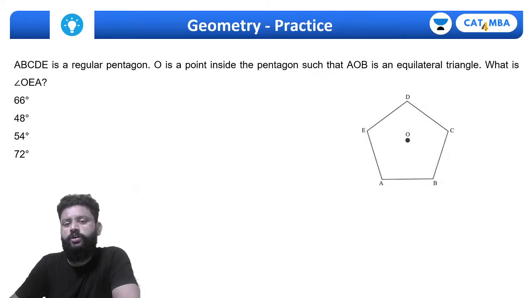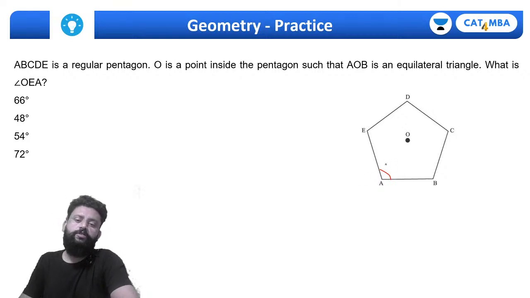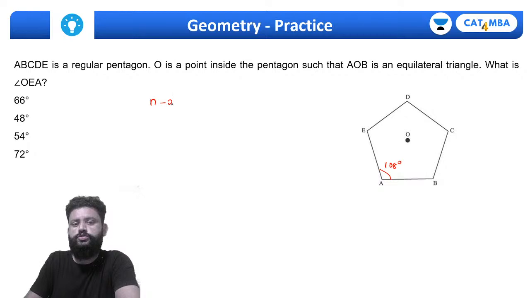ABCDE is a regular pentagon. So regular pentagon, what is the angle of a regular pentagon? ये हमने quadrilaterals में पढ़ा हुआ है. That is 108 degree. क्या formula था guys? n minus 2 into 180 degree. That is the sum of interior angles.